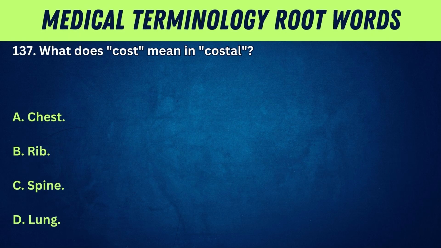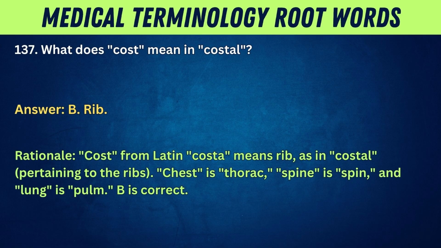137. What does cost mean in costal? A. Chest. B. Rib. C. Spine. D. Lung. Answer: B. Rib. Rationale: cost from Latin costa means rib, as in costal, pertaining to the ribs. Chest is thorax, spine is spin, and lung is pulm.